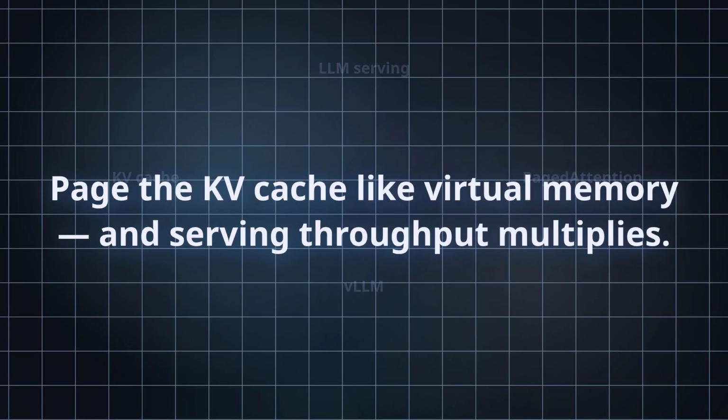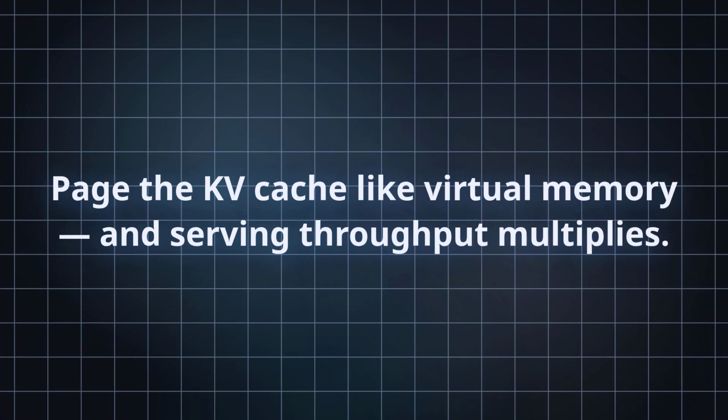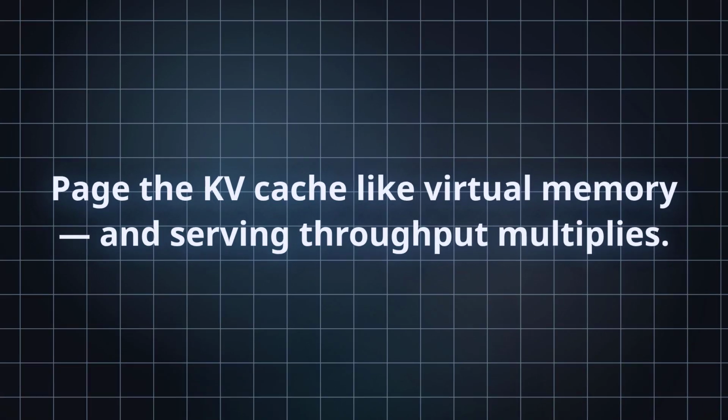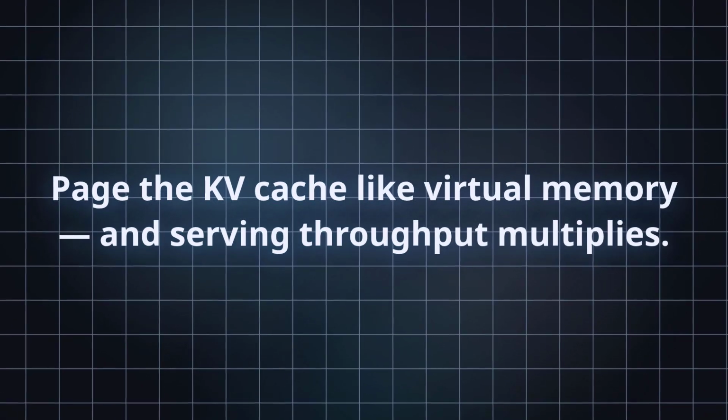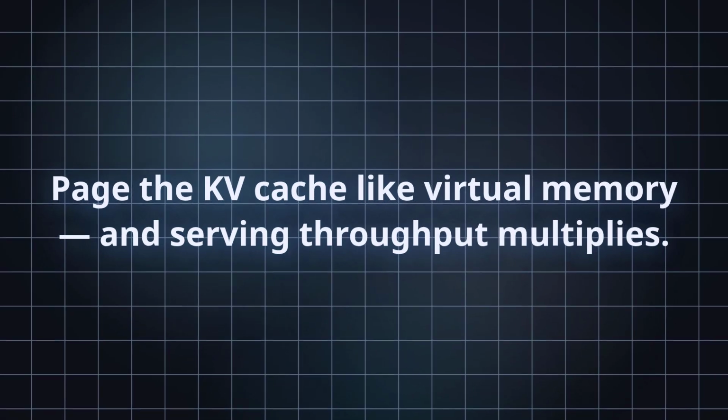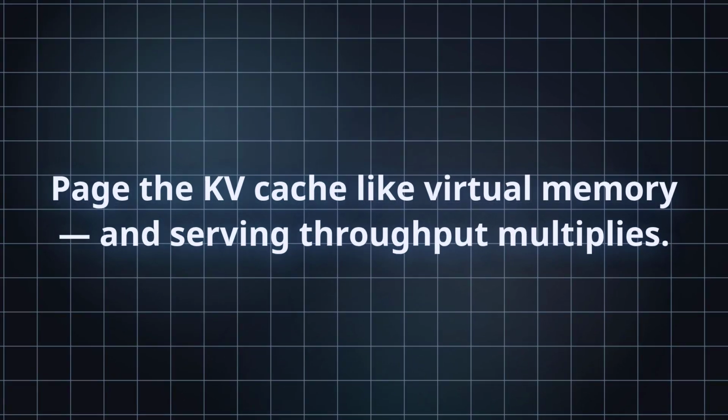By treating the KV cache like paged virtual memory, paged attention removed the memory bottleneck in LLM serving, which is why vLLM became a default engine for running these models at scale.